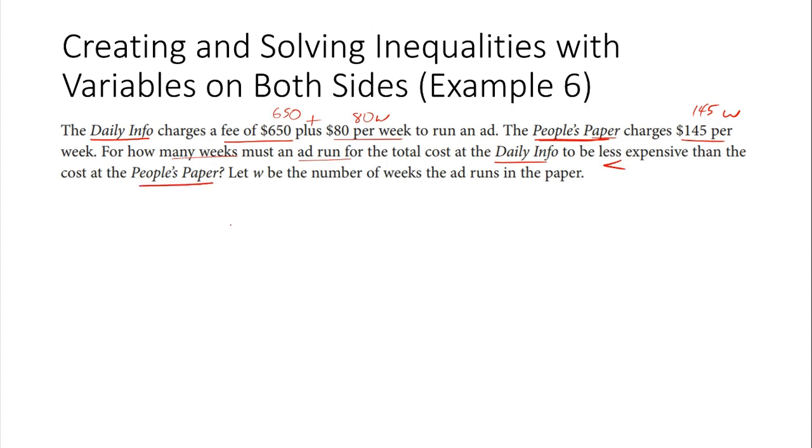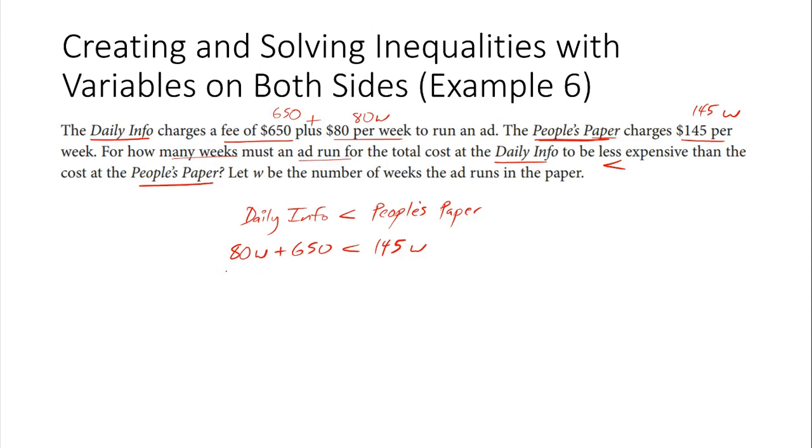Oh, okay. So let's see. We got Daily Info, right? And they're asking, well, when is this going to happen where Daily Info is less expensive than the People's Paper? That's a really good question. Let's find out. So Daily Info again was what? 80 bucks per week plus the 650. All right, and we're still asking ourselves less than People's Paper, which was just $145 per week. Yes, we don't have a charge fee of 650. We're cheaper. Well, let's find out how long that's true.